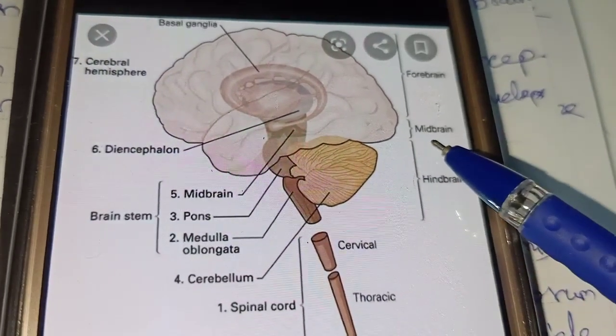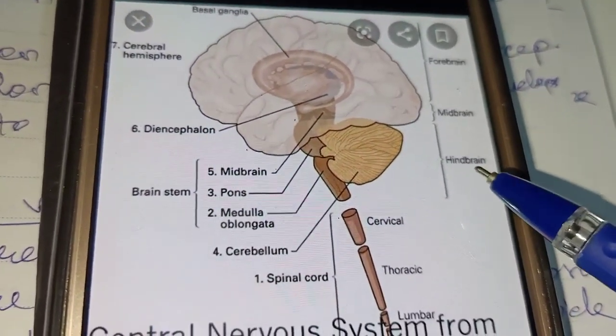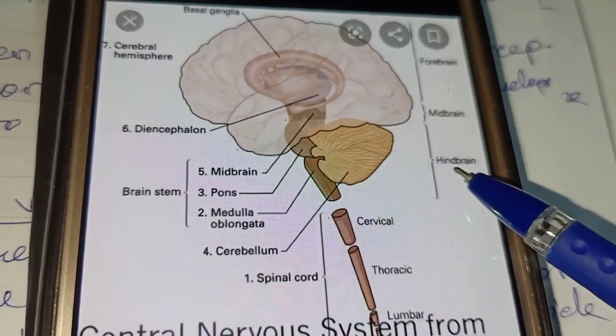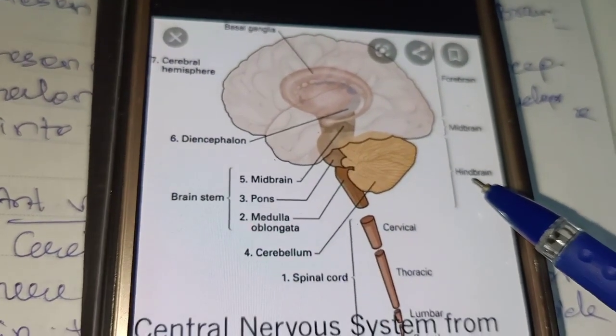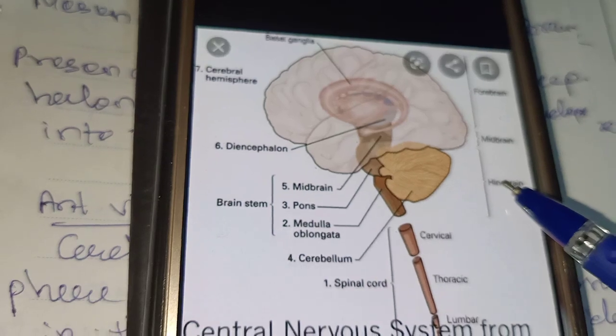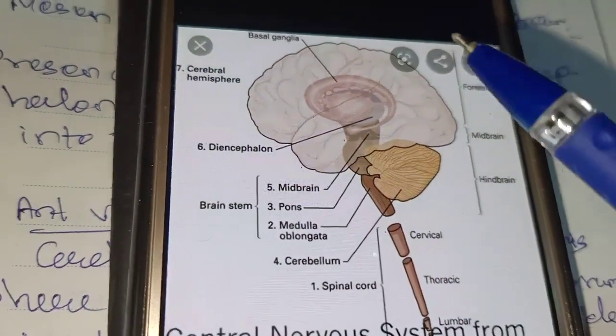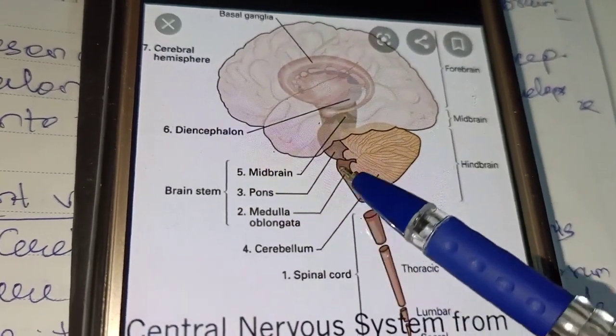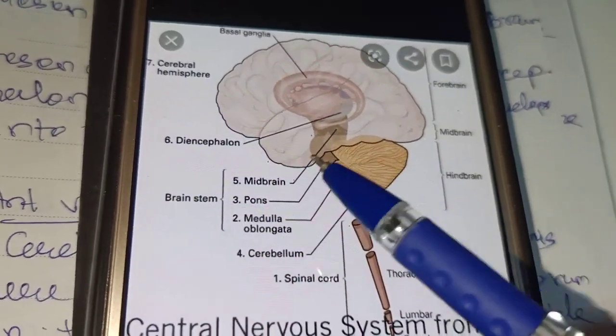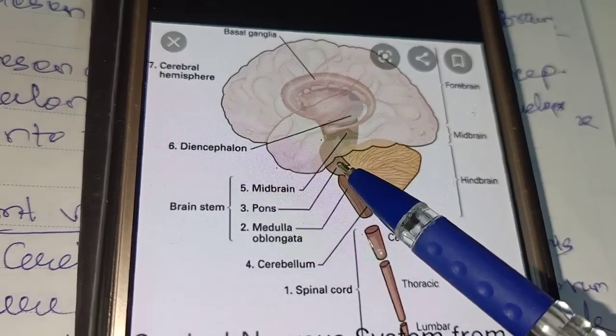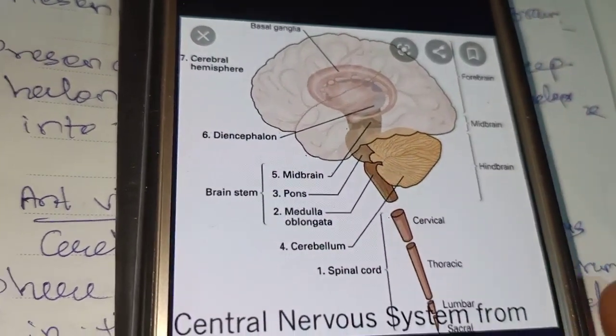Mesencephalon develops into midbrain, and rhombencephalon is divided into myelencephalon and metencephalon. The myelencephalon develops into medulla oblongata, and metencephalon develops into pons and cerebellum. So this was the basic introduction.